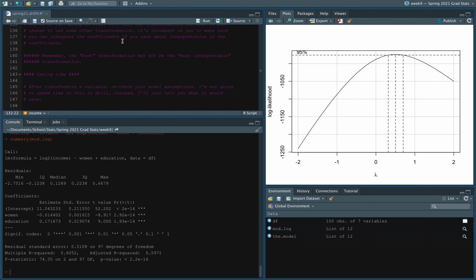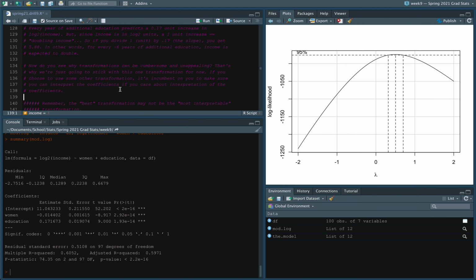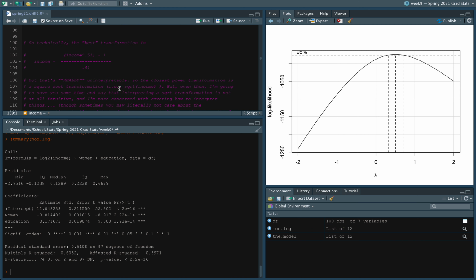But as a reminder, the best transformation might not be the most interpretable transformation. And what I mean by that is, best, again, operationally defined as the most normal. In this case, that would be the 0.51 Box-Cox power transformation.